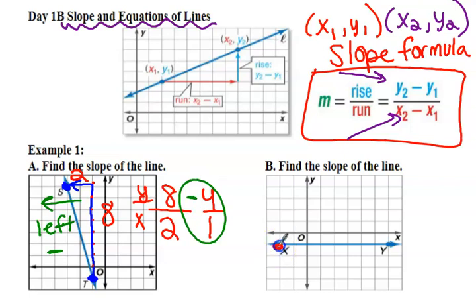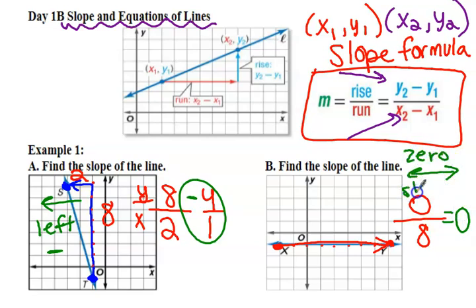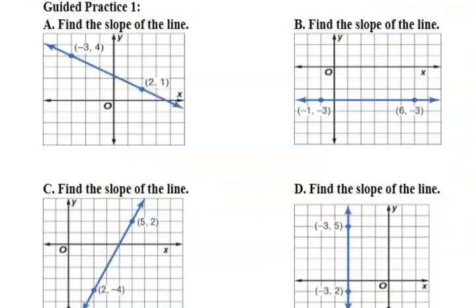For B, I didn't rise at all. There's no rising going from x to y. There's only running. So 1, 2, 3, 4, 5, 6, 7, 8. So I ran 8 to the right, and I didn't rise at all. So 0 over 8 would be a 0 slope. So when I have a flat line, I have a 0 slope.